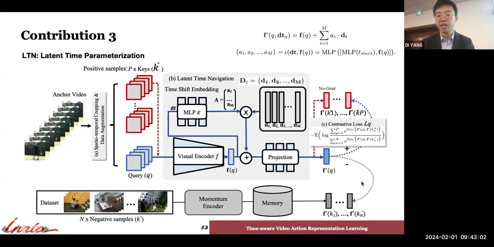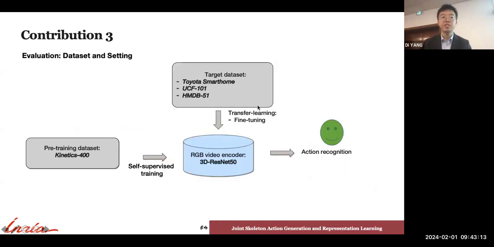And we also discourage the similarity between every query clip and these negative pairs sampled from other videos in the dataset. The evaluation is conducted using Kinetics 400 pre-training and transfer learning on Toyota Smart Home, our main focused fine-grained activity recognition dataset, and two general video understanding datasets, UCF and HMDB.